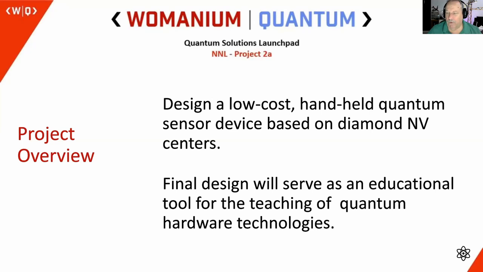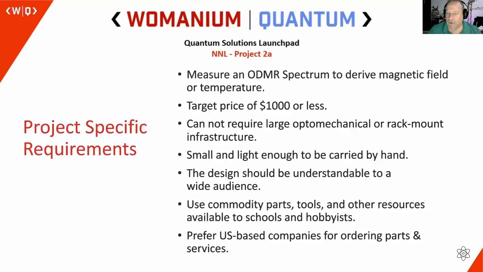The project overview: this was to design a low-cost handheld quantum sensing device based on diamond nitrogen vacancy centers. The final design will serve as an educational tool for teaching quantum hardware technologies. Some of the specific requirements: we needed to be able to measure the ODMR spectrum to derive magnetic field or temperature measurements. We had a target price of $1,000 or less, and that was a bit of a challenge.